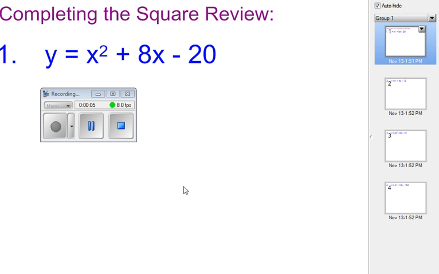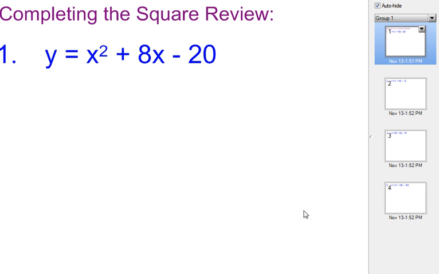In this lesson, we will be looking at remembering how to complete the square. So here we go. First of all, remember that to complete the square, you want your constant on one side of the equation and your x squared and your x term on the other side of the equation.